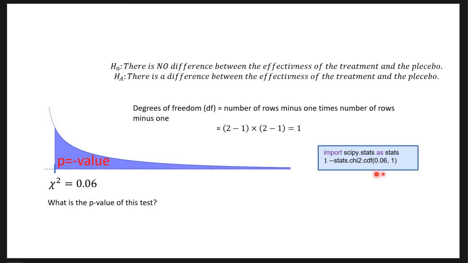So when you're using this chi-squared CDF, you need to give it the chi-squared value and the number of degrees of freedom. And we found the degrees of freedom to be 1, which is the number of rows minus 1 multiplied by the number of columns minus 1. Note that on the slide this should say columns, not rows. It should be the number of rows minus 1 multiplied by the number of columns minus 1, not both rows.